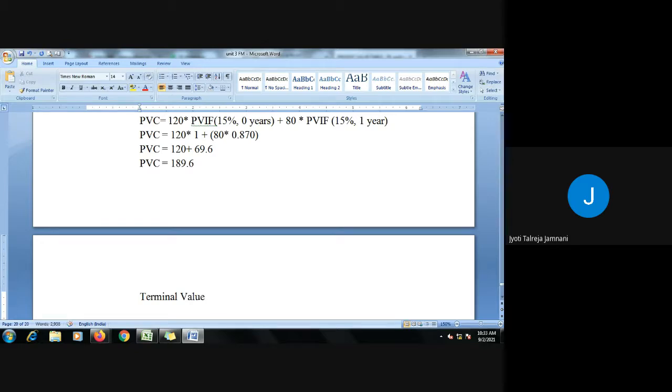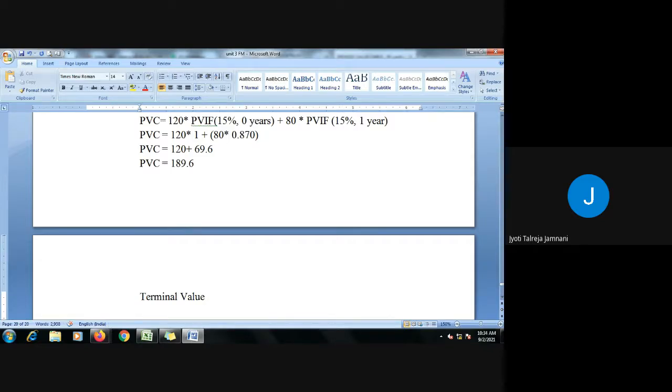Next is the terminal value. Now the word itself tells you that you need to terminate or end, or reach the last or complete the life of the project. So terminal means terminate, close it. The project will be closed when we reach the last year of the project.